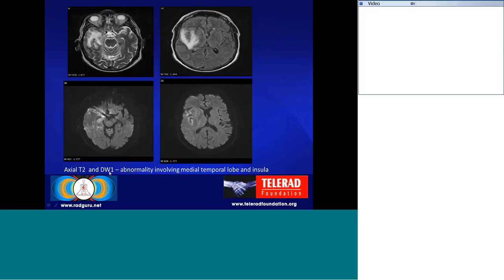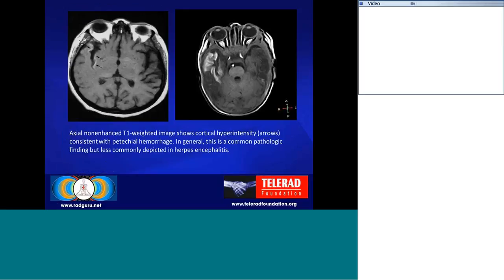And these are the diffusion weighted images. We see that the abnormality is restricted to the medial temporal lobe. There's asymmetrical, unilateral involvement of the medial temporal lobe, and there's also involvement of the insular cortex. So this indicates herpes simplex encephalitis.